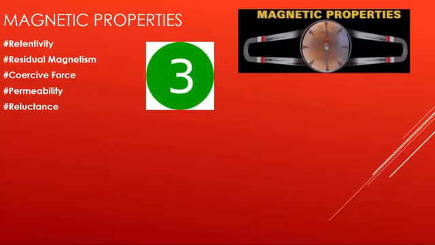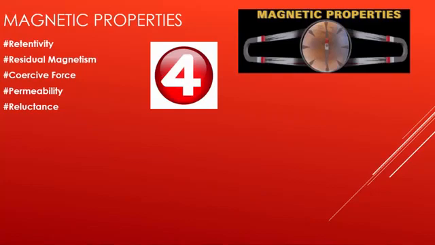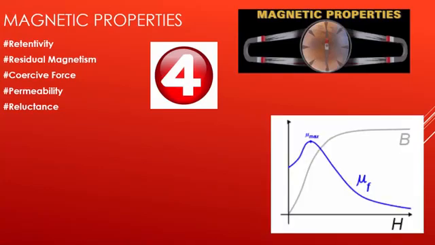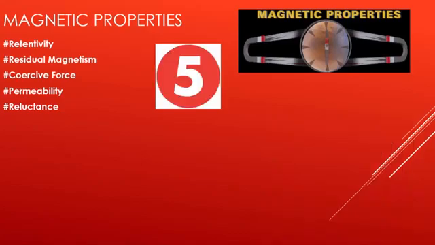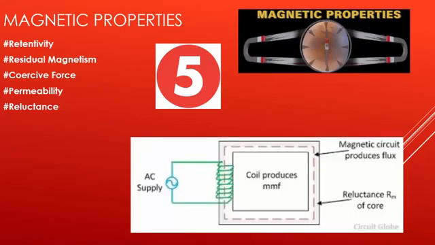Number three is coercive force. It is the amount of magnetic field which must be applied to a magnetic material to make the magnetic flux return to zero. Number four is permeability. It is denoted by mu. It describes the ease with which the magnetic flux is established in the component. And at last, number five is reluctance. It is the opposition that a ferromagnetic material shows to the establishment of a magnetic field.